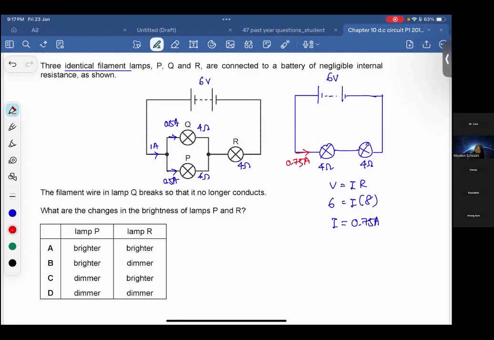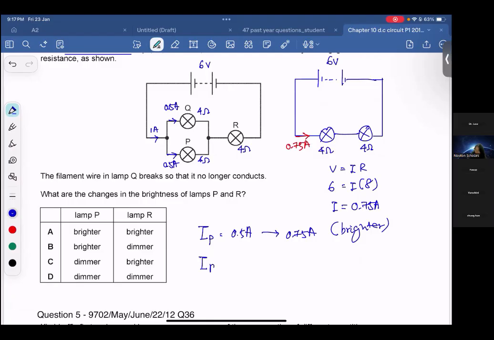What happened to the brightness? Right now we compare the current for the lamp P. At start it is 0.5 ampere, now it becomes 0.75 ampere. So it becomes brighter. Let me check Wesley's answer. Wesley, it should become brighter. Fawal, yes. Then how about the current in the lamp R? Initially 1 ampere, it becomes 0.75 ampere. So it should become dimmer. So your answer should be B.